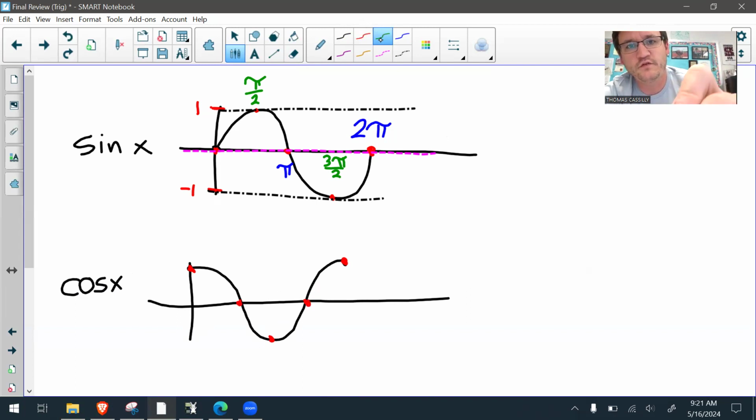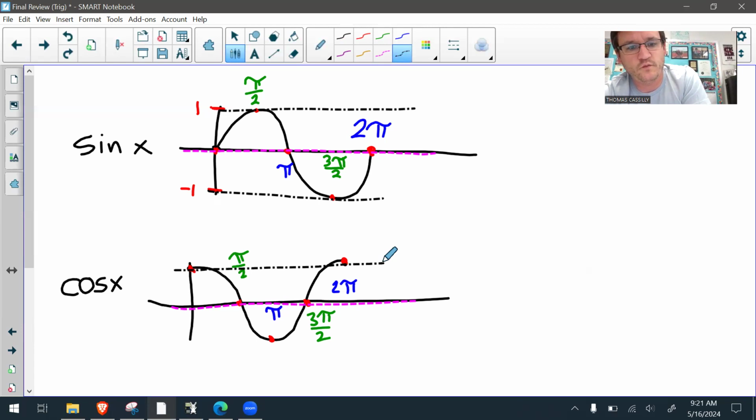Just like sine, the cosine has a period of 2 pi. That halfway point is at pi, and then the two pieces there. At pi over 2 is where it crosses the x-axis, sometimes we call that a zero, and then 3 pi over 2, that's the other zero on this thing. The midline is also at 0, it's that x-axis. The maximum is at 1, and the minimum is at -1.